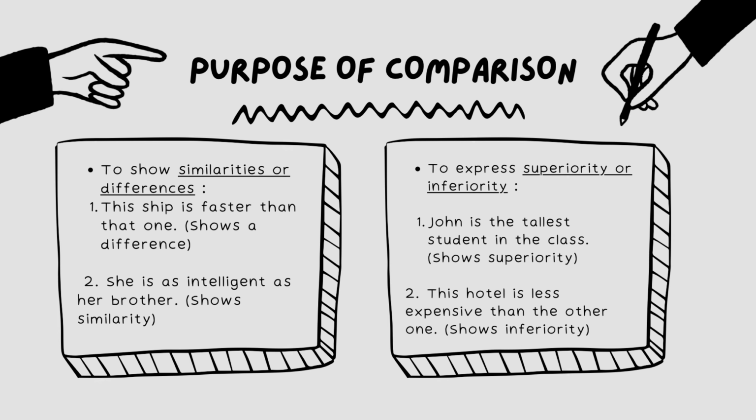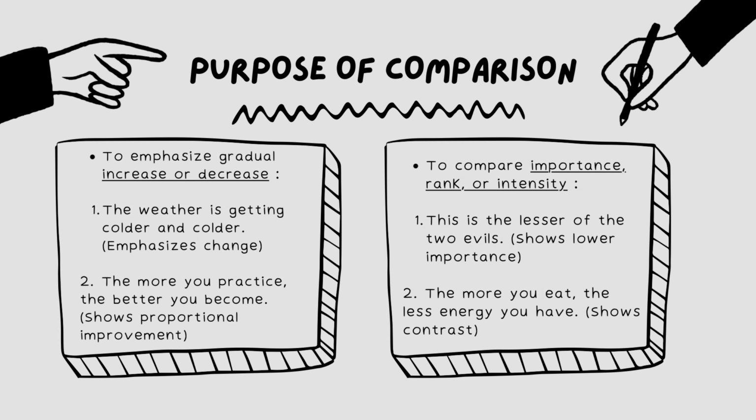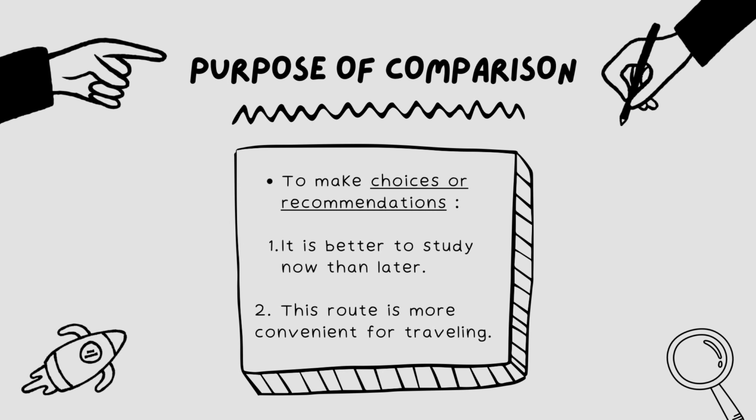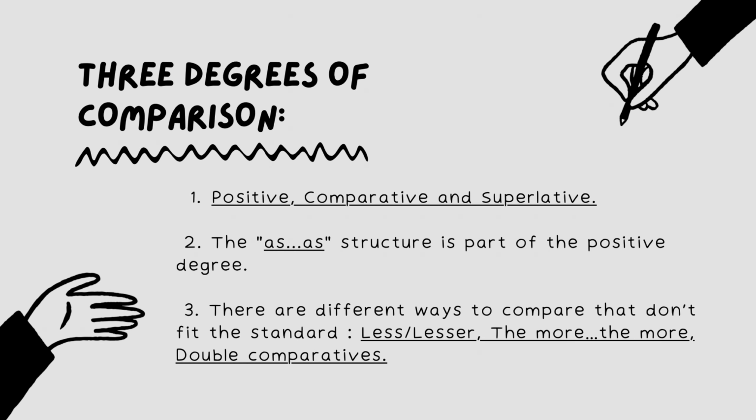The purpose of comparison: first, to show similarities or differences, and second, to express superiority or inferiority. You can see the example. Next, to emphasize gradual increase or decrease, and to compare importance, rank, or intensity. The last is to make choices or recommendations.